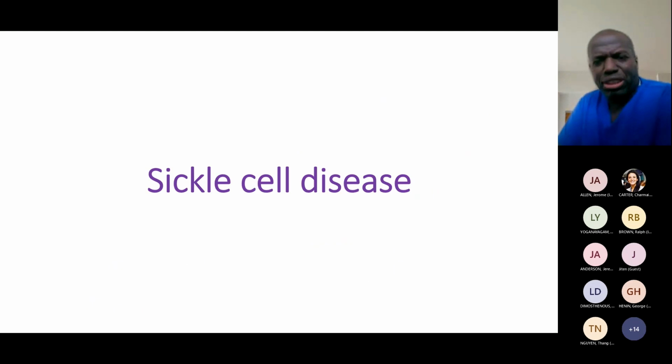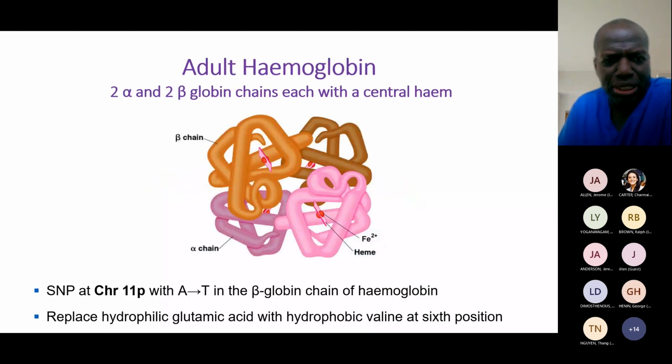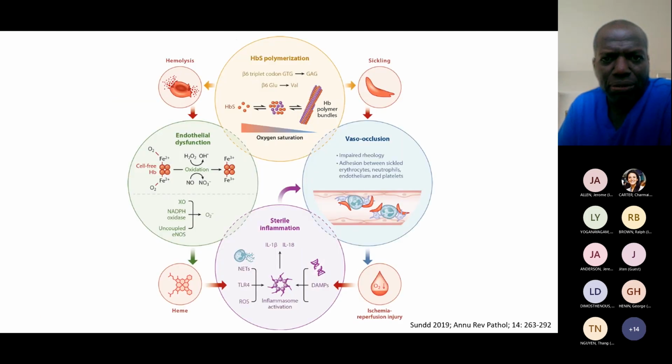So, sickle cell disease. I know that Musin's talked about this at length, so I'm not going to labour it if I'm honest, but again, here's the adult hemoglobin. Here it's a point mutation that Musin's already described, which gives rise to a change in the amino acid sequence.